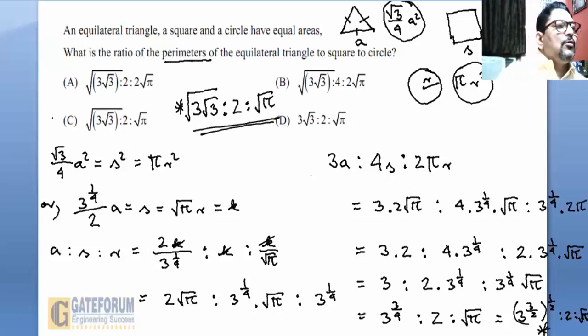And we can see option C exactly depicts that. So this is a more or less calculation based thing and is a good enough sum. Let's go on to the next.